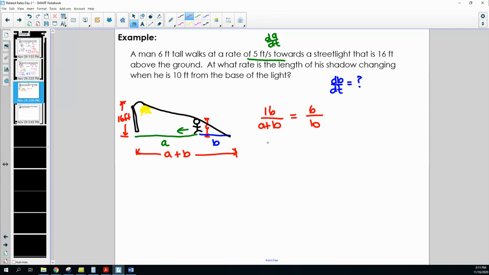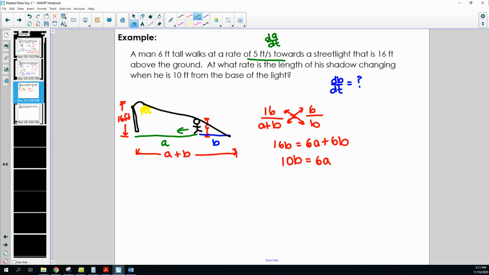Okay, so we have the larger triangle is proportionate to the smaller triangle. So in this case, when we have a proportion, we're going to use cross multiplication. So I'm going to cross multiply. So I'm going to get 16b is equal to 6a plus 6b. And then I'm just going to make it a little bit simpler by moving the 6b to the other side. So I just have 10b equals 6a. So that's the formula that I'm going to be using.